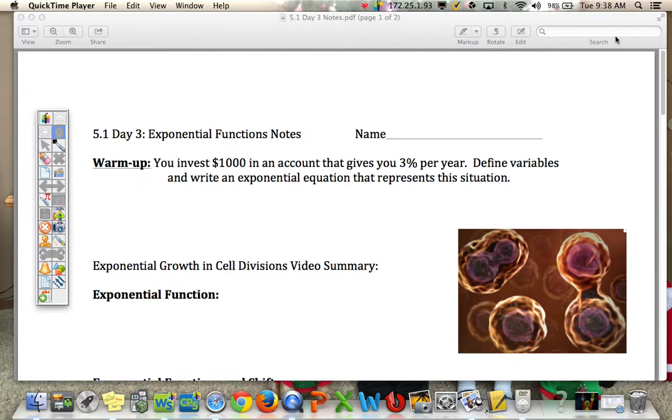Let's start with the warm-up. Can you write an equation to represent the following situation? You invest $1,000 in an account that gives you 3% a year.